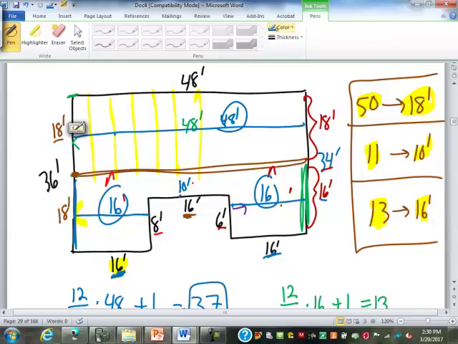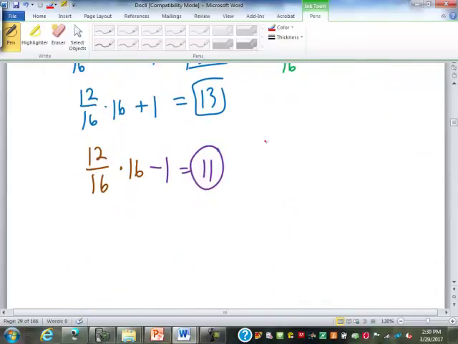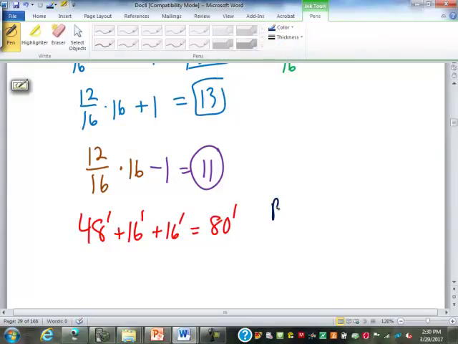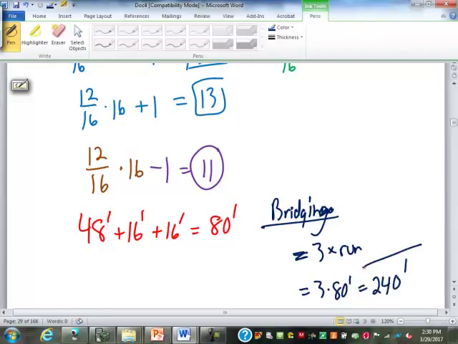So what we have here, 48 plus 16 plus 16 is the total run of our bridging. If we add that up, that's 80 feet is the run of our bridging. The amount of bridging needed is equal to 3 times the run. So 3 times 80 feet is going to be 240 feet. Any questions?